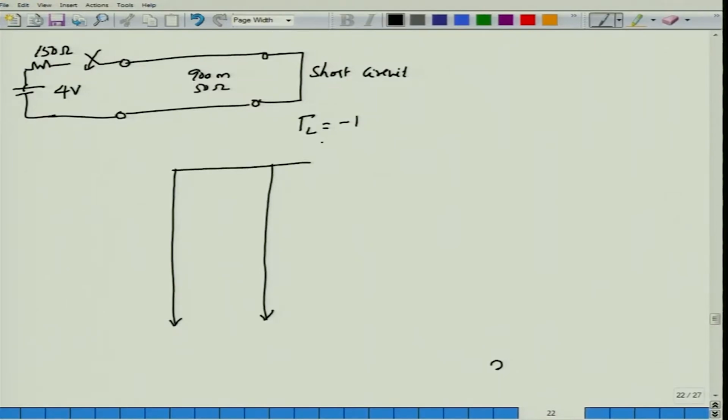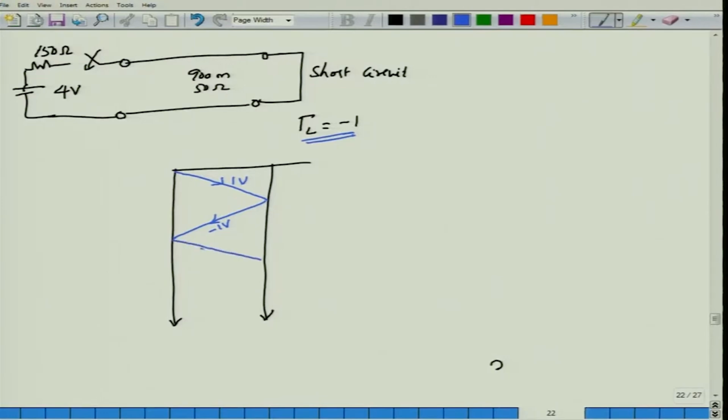Because gamma L is minus 1, whatever voltage we receive, the initial voltage launched will be 1 volt as in the previous case, but this time there will be a reflection of minus 1 volt, because the 1 volt that we receive at the load side will be multiplied by gamma L equal to minus 1, and therefore the reflected voltage will be minus 1 volt.